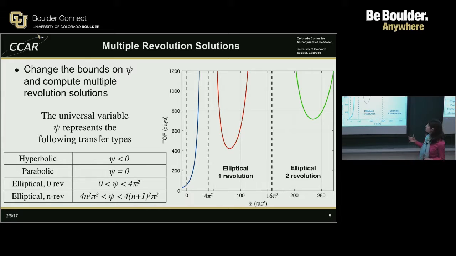Extending to 3-rev solutions, when a 3-rev solution would ever be useful in interplanetary mission design, I don't know. That's going to take a lot of time. It's interesting to think about, maybe interesting to compute and see graphically what it looks like, but it's probably not something we would want to do because it's just going to take so much time.